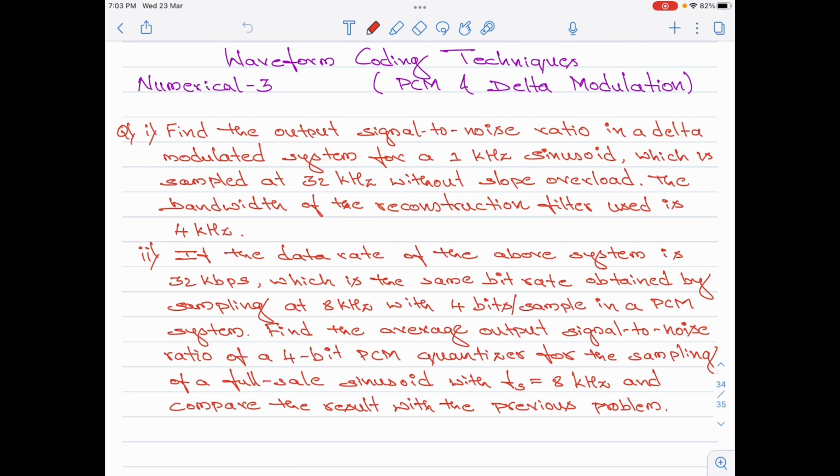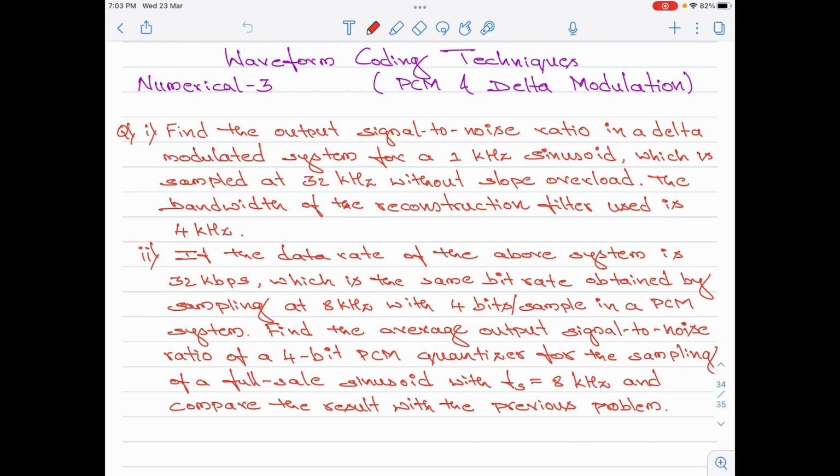Part 1 of the question says, find the output signal to noise ratio in a delta modulated system for a 1 kHz sinusoid which is sampled at 32 kHz without slope overload. The bandwidth of the reconstruction filter used is 4 kHz.